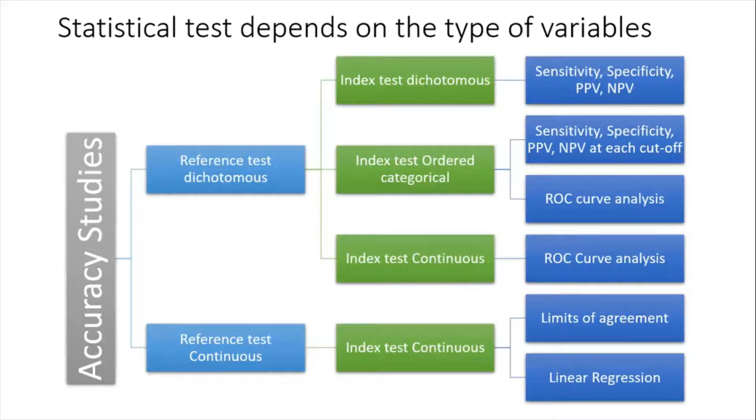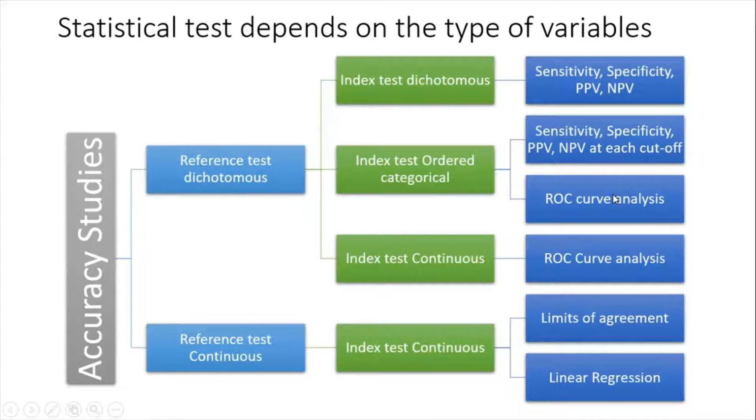Now, why are we talking of so many types of variables? That is because the statistical test we choose depends on the type of variable. For example, in accuracy studies, if the reference test is dichotomous and the index test is dichotomous, we use sensitivity, specificity, PPV, and NPV. If the reference test is dichotomous and the index test is ordered categorical, we use sensitivity, specificity, PPV, and NPV, but at each cutoff.